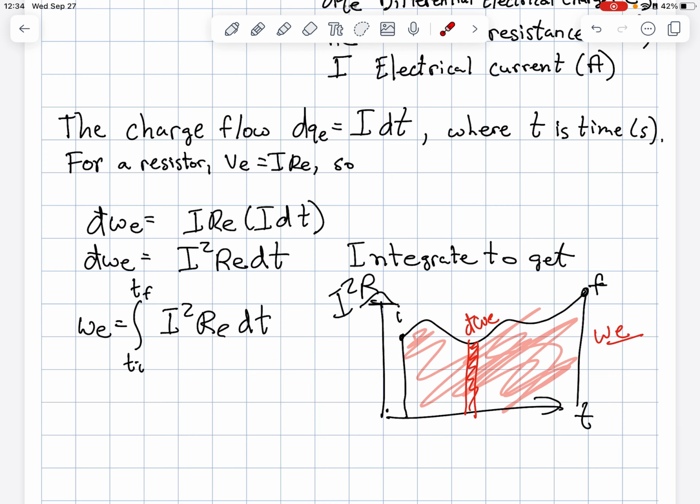For our electrical work in general, we integrate from an initial time to a final time I squared times RE times dt. Again, we can interpret that as the area under this graph. I measure current versus time, and then I can see the little amount of electrical work that's done. Add up all those little pieces of electrical work to get the overall electrical work during a given process.